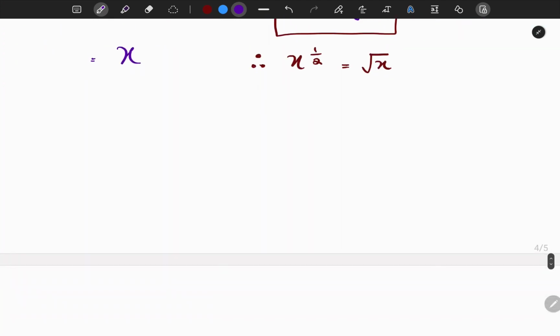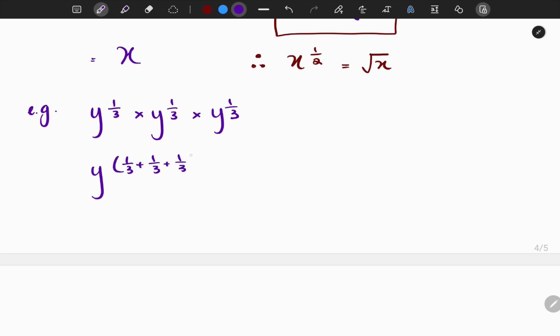We can also say the same for the next example. y to the power of 1/3 multiplied by y to the power of 1/3 multiplied by y to the power of 1/3. Same thing, we apply the rule to sum the powers. So y is raised by the power of 1/3 plus 1/3 plus 1/3. Everything added together is y to the power of 1, which is also equals to y.